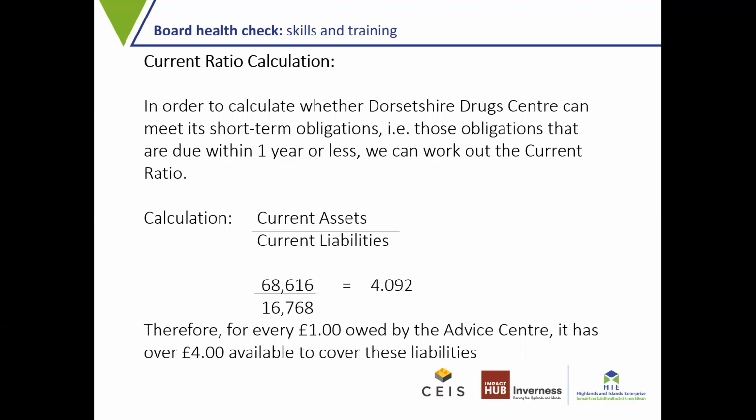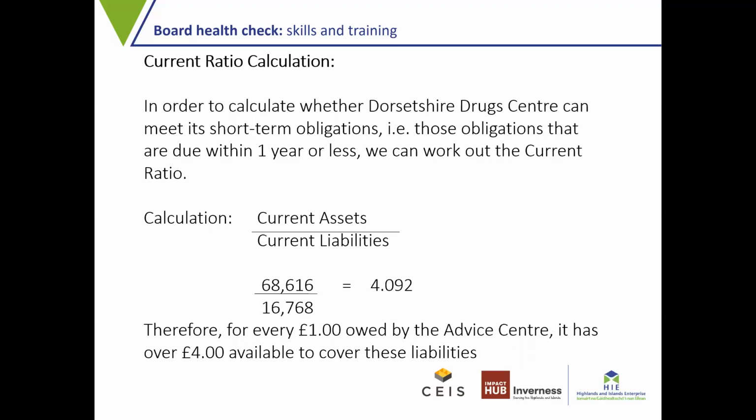To calculate the current ratio, we divide the current assets figure of 68,616 by the current liabilities figure of 16,768, and the result is 4.092. This means that for every £1 owed by the Advice Centre to other organisations due within the space of a year, it has £4.09 available that it can use to cover these liabilities.